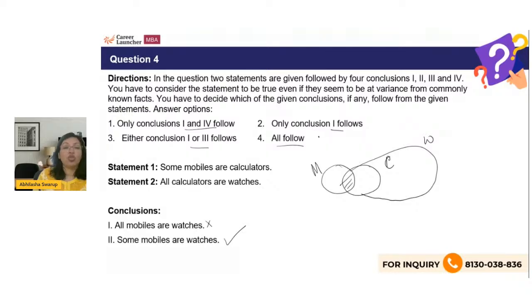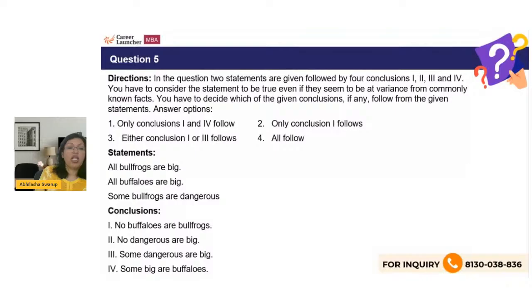Okay, so answer will be only 2 follows. Okay. All right, let's look at the next question. Only 1 and 4 follows, only 1 follows, all follows, either 1 or 3 follows.